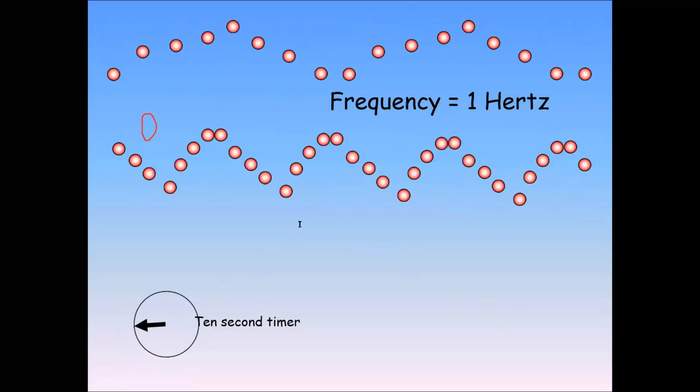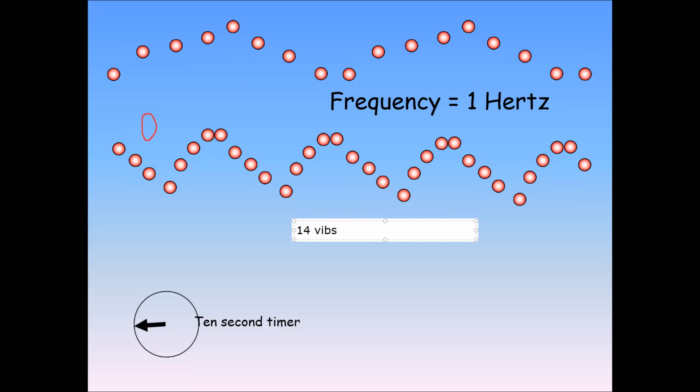So if I need a frequency, it is having 14 vibrations in 10 seconds. I need frequency. Frequency means number of vibrations divided by time. So there are 14 vibrations divided by time, which is equal to 10. So what we get is 1.4 hertz.